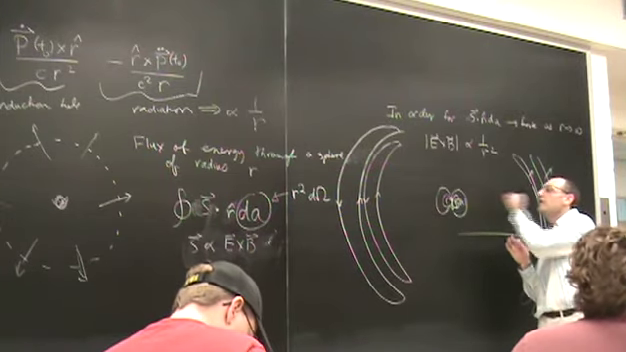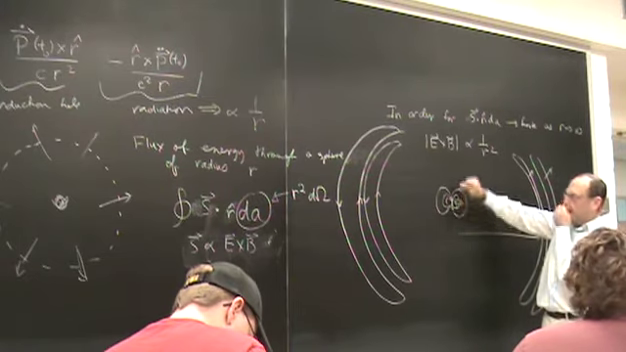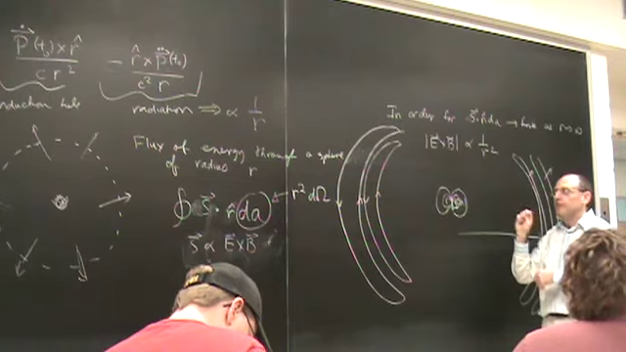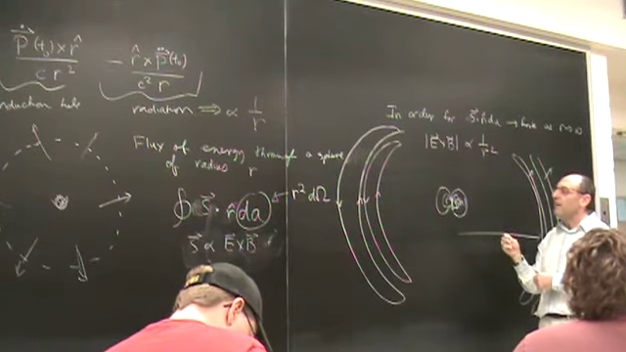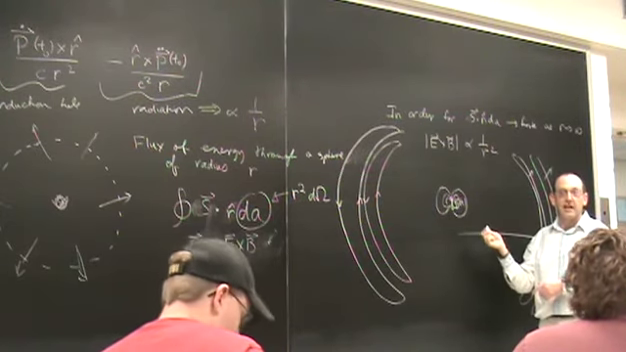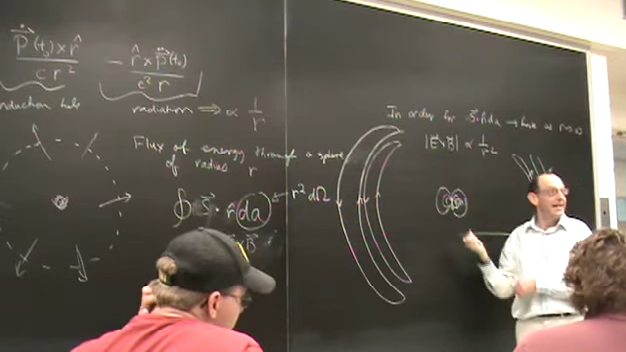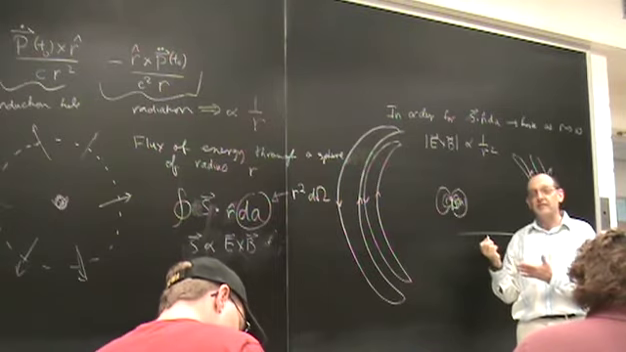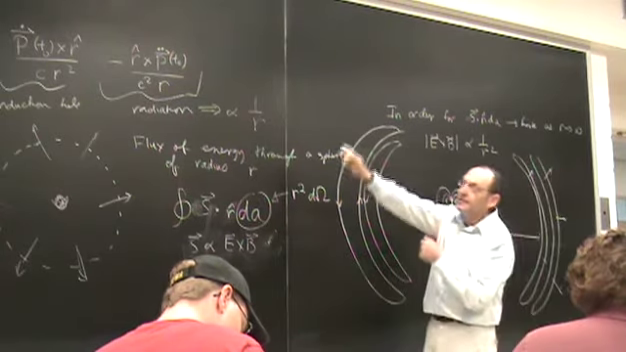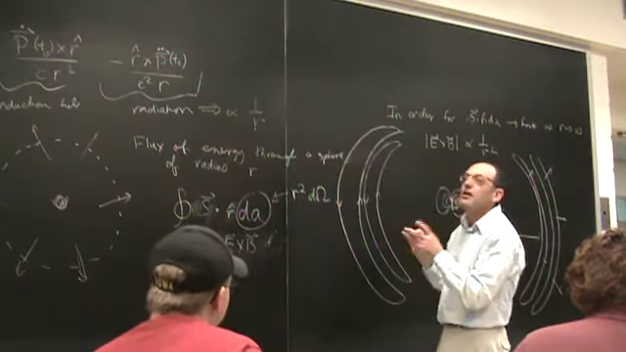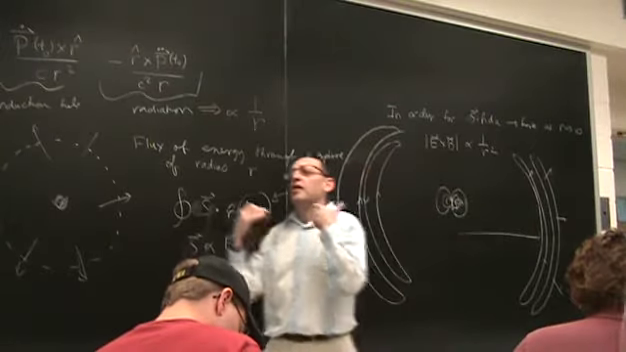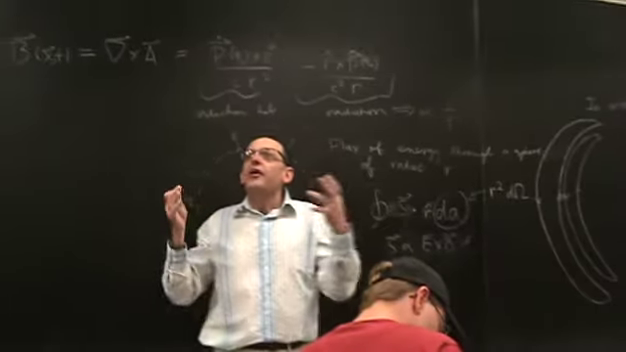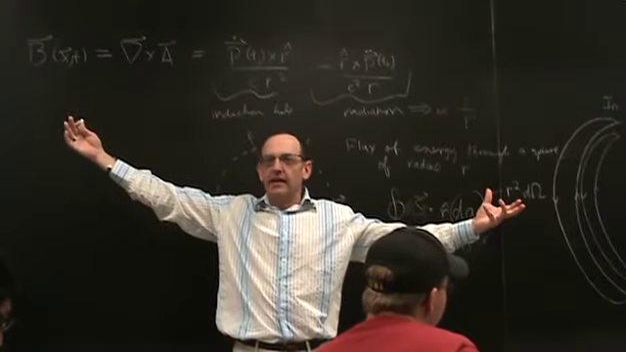But what we know is that if we have some oscillating fields, they create currents. If those currents are changing in time, magnetic fields change in time. If the magnetic fields change in time, then according to Faraday's law, you get electric fields. That's the induction terms.